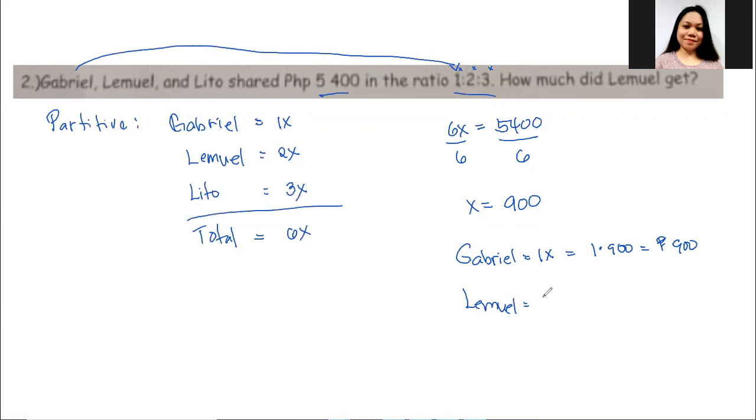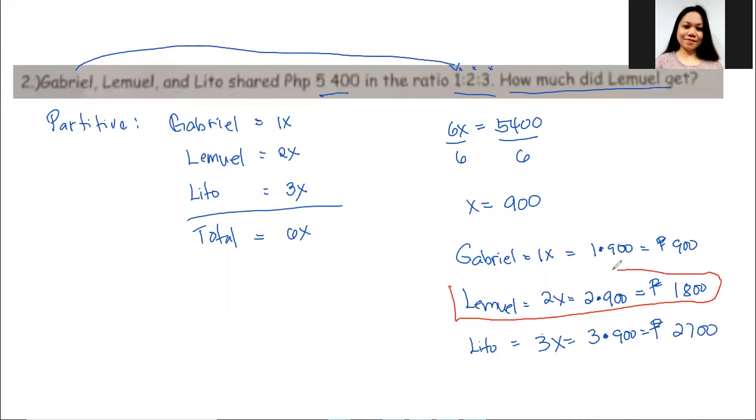Lemuel has 2X. So that means 2 times X. Well, your X is 900. So that's 2 times, this dot, by the way, is times. So 2 times 900 means 1,800 pesos. That's what Lemuel has. And then lastly, you have Lito, which is equal to 3X. So that means 3 times 900, which is equal to 2,700. And so this is what each one has. The question is, how much does Lemuel have? Then this is your actual answer.